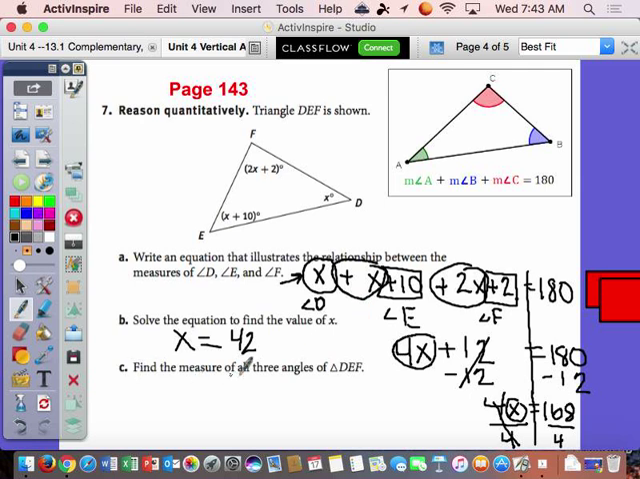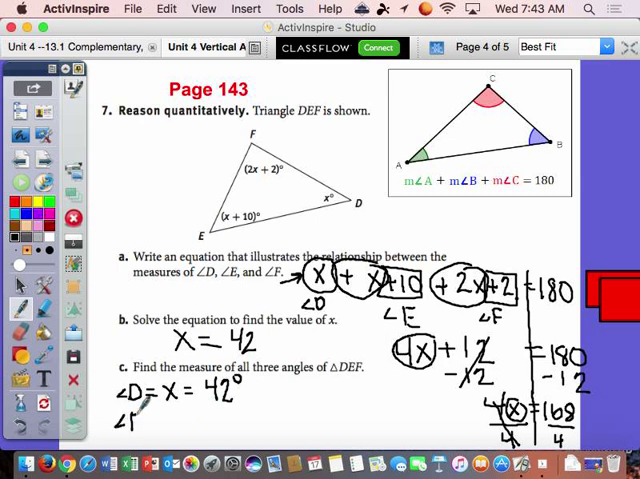Then it says, find the measure of all three angles. So, angle, let's start with D. Angle D is equal to X, right? What is X equal to? 42. And so because now we're talking about the angle measurement, we're going to put the degree symbol. So this is going to be 42 degrees.